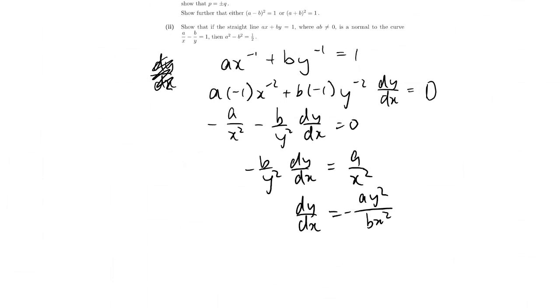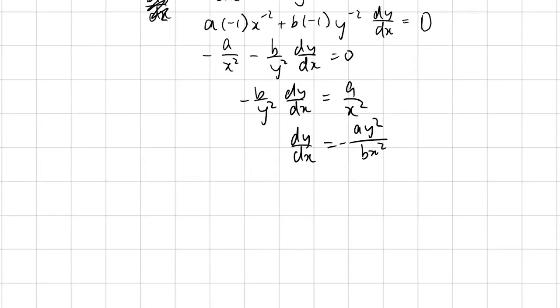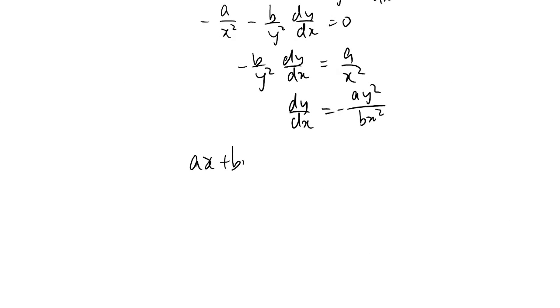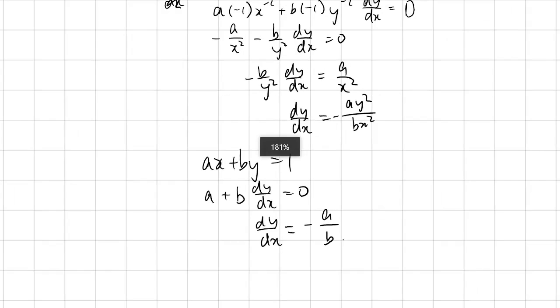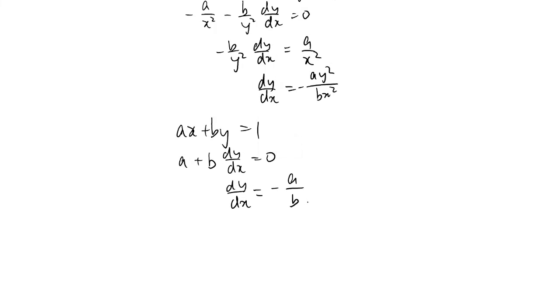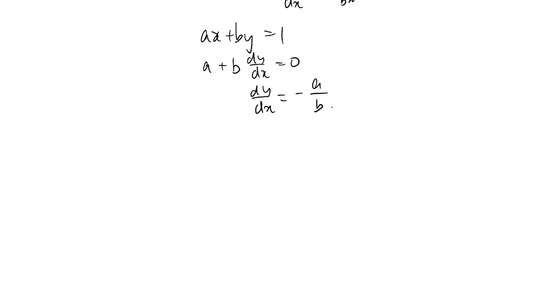So I have to differentiate ax plus by equals 1. If I differentiate that, I get a plus b dy by dx equals 0. Isolate dy by dx, so dy by dx would be minus a on b. That should be easily seen. Now I have to equate the expressions, and remember I have to sub in p and q as my coordinates. So minus a on b is equivalent to minus ay squared on bx squared.